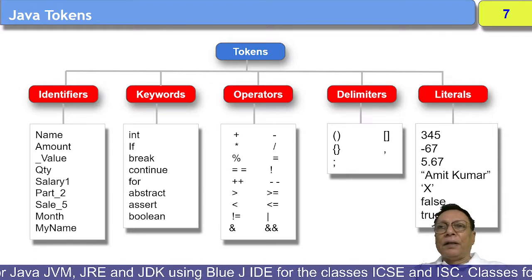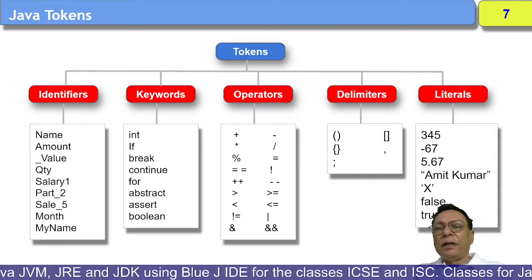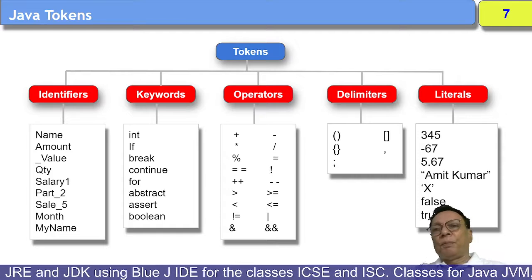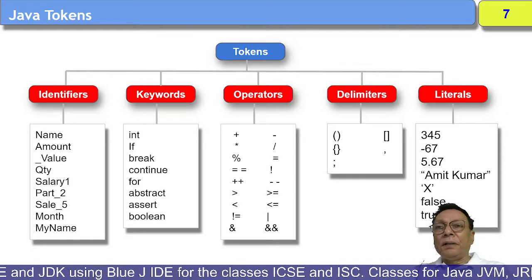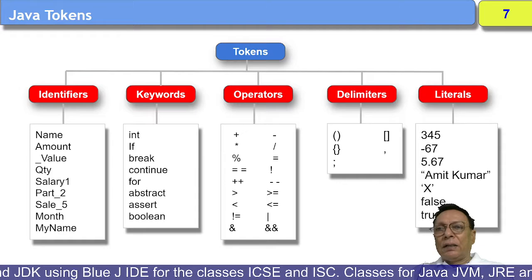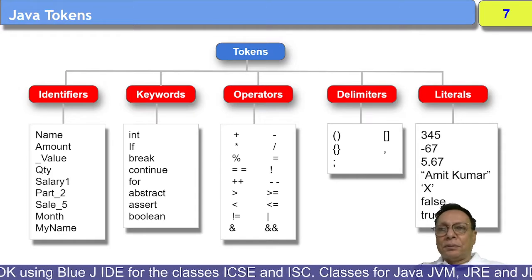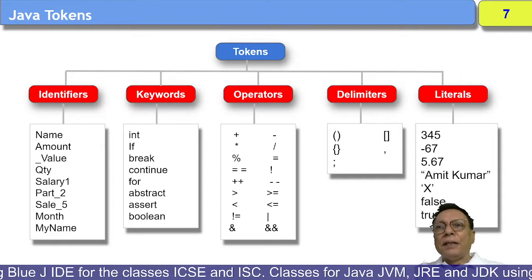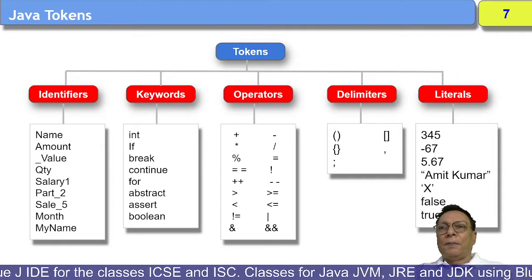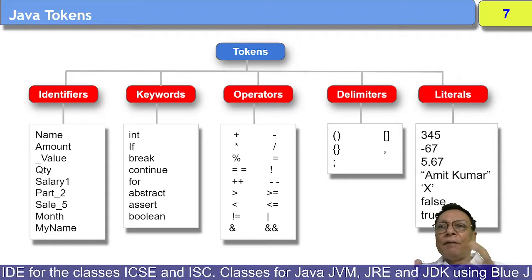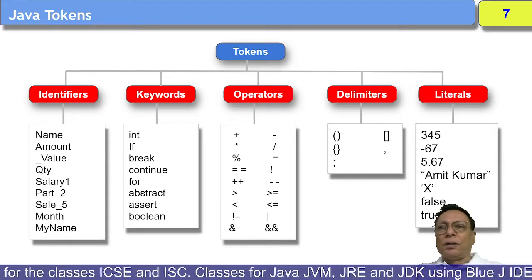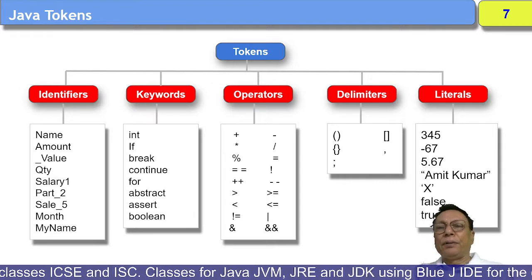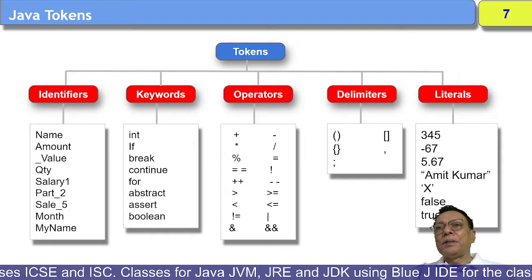For example, if you are taking 345, this 345 will remain 345. It cannot be replaced with 346. It cannot be replaced with 20, because as soon as you replace the literal, its meaning changes. So these are the tokens, and every user should keep in mind what the tokens are, and they play a very important role while creating any application in Java.